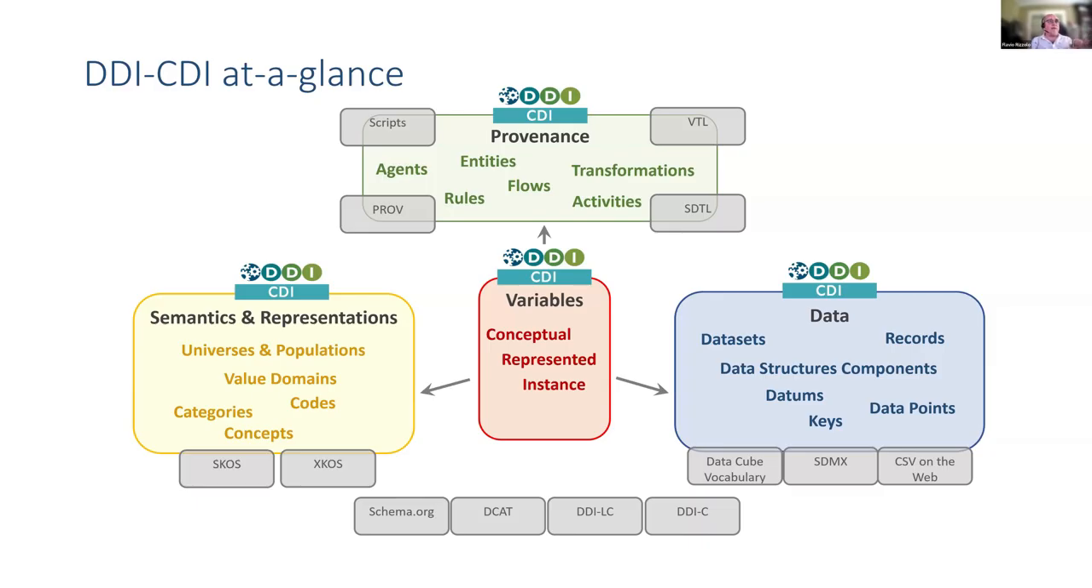So it depends on the use case. And then at the top in green, you have the provenance model, which is essentially capturing rules, flows, agents, transformation activities. So everything, again, that you can expect to find in those provenance models, but in a way that is integrated with the data, the variables, and the semantics. And then you see in the gray boxes all around the different standards that can be used to link to CDI, or that CDI can link to in order to express the model in some machine actionable way.